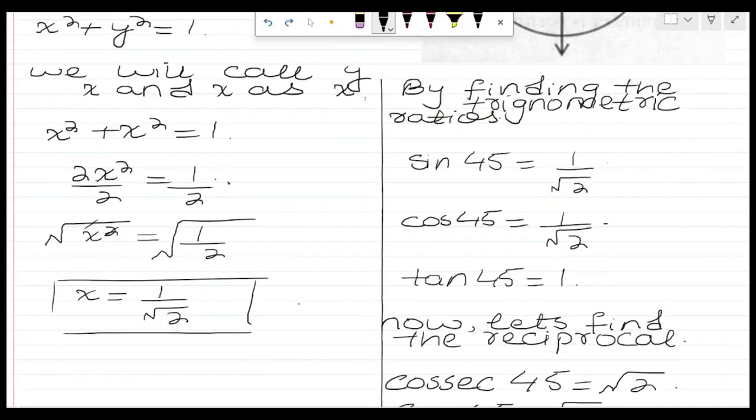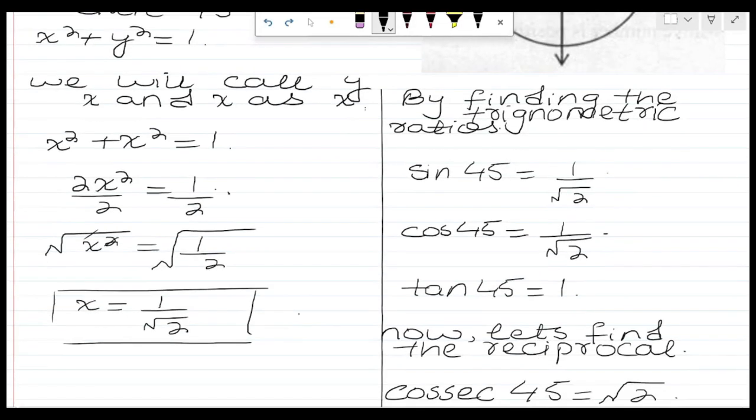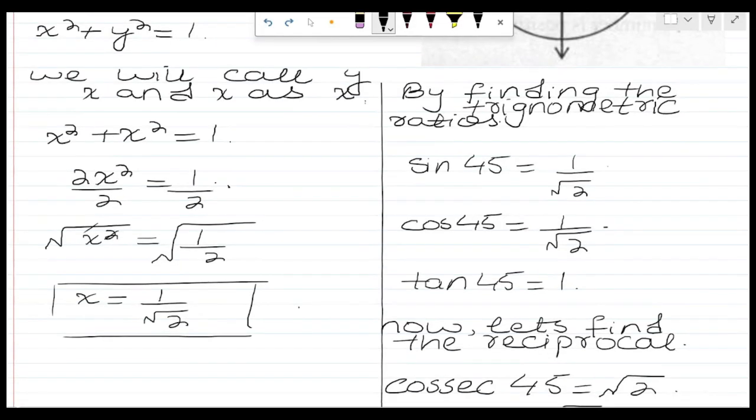So the sine of 45 will be our perpendicular divided by our hypotenuse. As we know, our perpendicular is 1 by root 2 divided by 1, so that will be 1 by root 2. After that, our cos of 45 will be the same, 1 by root 2. But our tan 45 will be equal to 1.